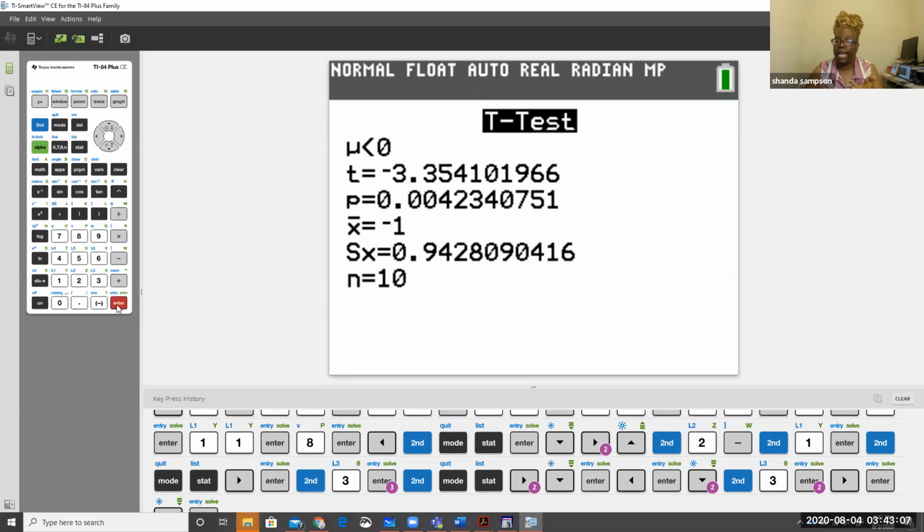You see the X bar and the standard deviation also come up here, but that's not where I go. Remember, this is a T test, and T has 3 decimal places because the chart we're going to use has 3 decimal places. Okay, so let's write this down. It looks like -3.354. So make sure you write that down.